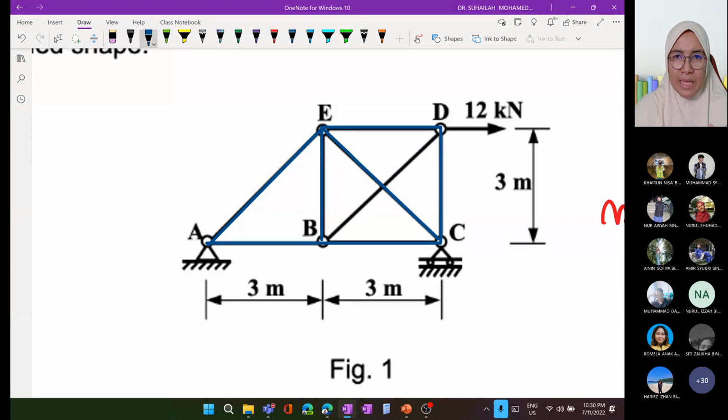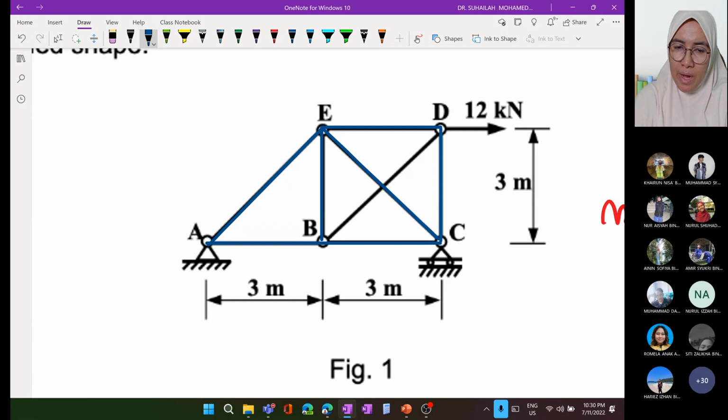But this time, flexibility method is application. So we want the member forces because we want to calculate deflection. And there are two member forces inside the formula. That is why we need to have the N value. So you don't need to show using method of joint.